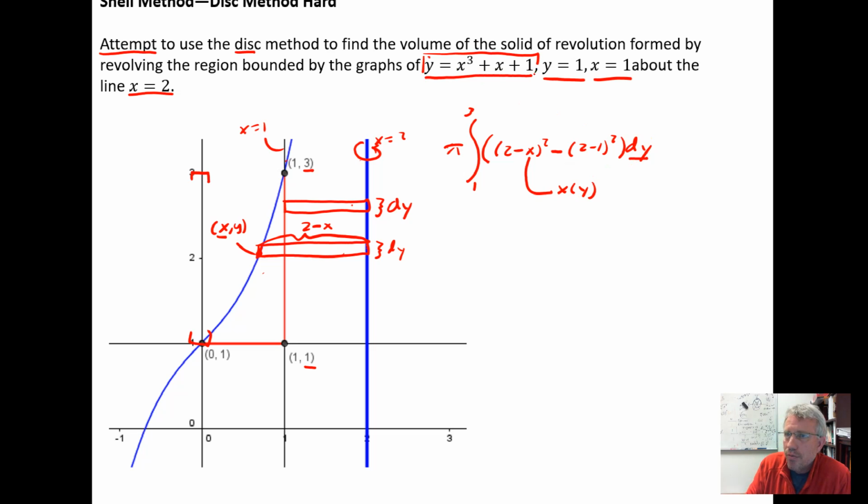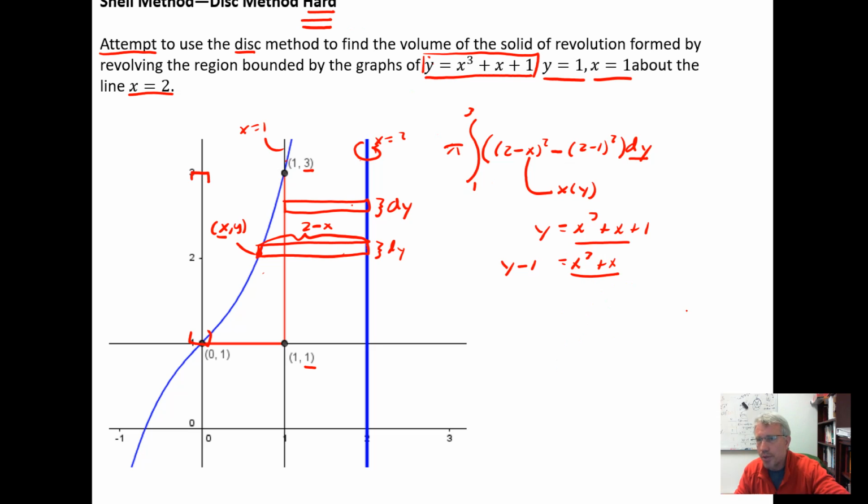So I have to come up to my function that relates x and y, y equals x cubed plus x plus 1, and I would need to solve this for x. So we start by subtracting 1, we get x cubed plus x, and then if we stare at this for a while, we're going to recognize that this is really, really hard, probably impossible for the typical mathematics user. So what we've run into is a disk method formula that we can set up. I can plug the x in here, but I can't get the x as a function of y because I can't solve this cubic polynomial for x easily.